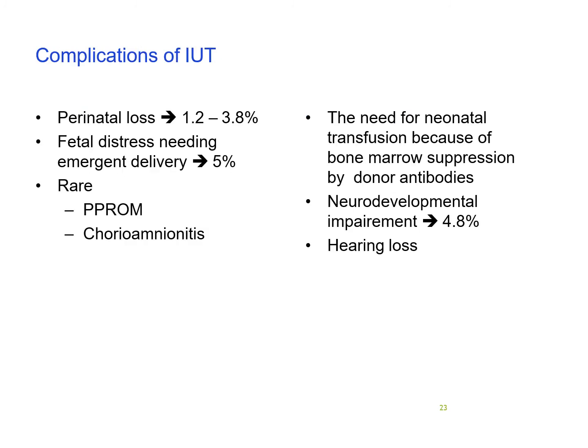Complications of intrauterine transfusion: perinatal loss is 1.2 to 3.8%, fetal distress needing emergent delivery is 5%, PPROM and chorioamnionitis. Neurodevelopmental impairment is 4.8%.